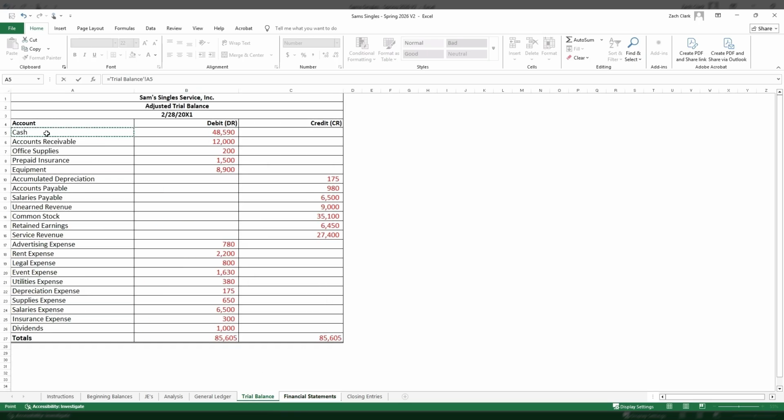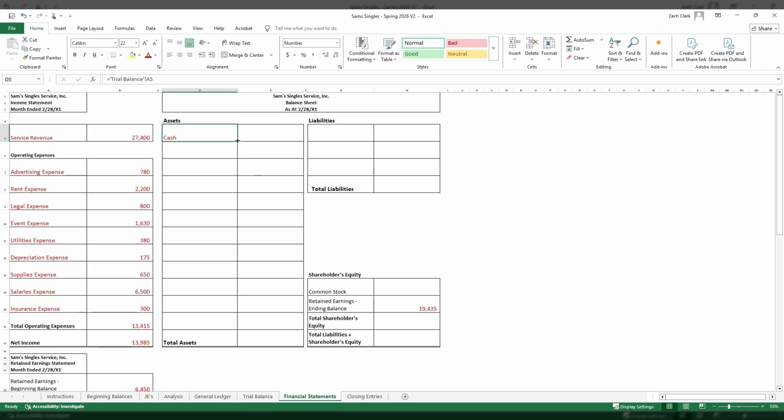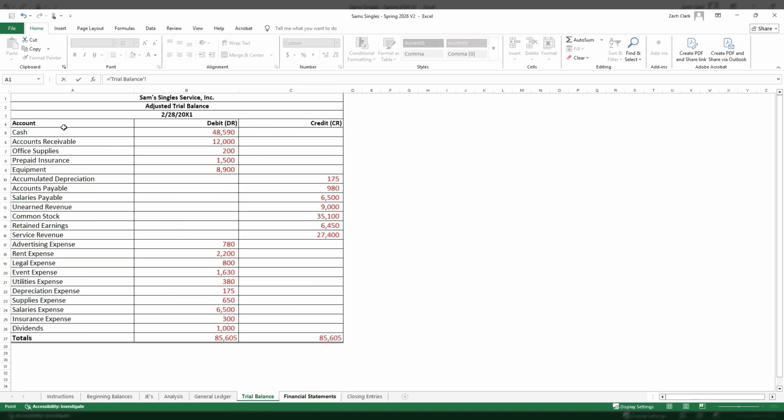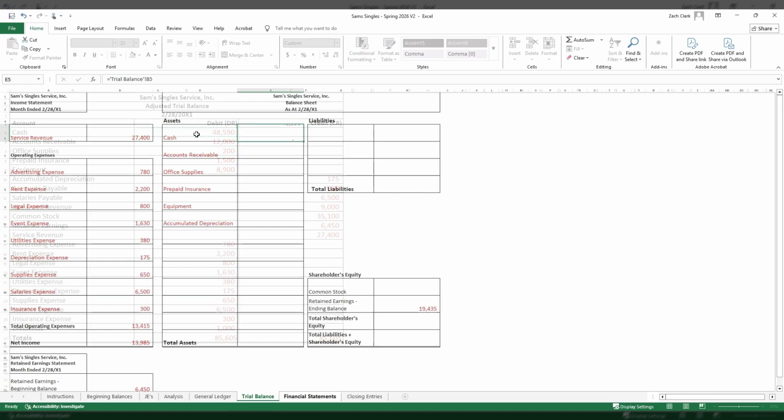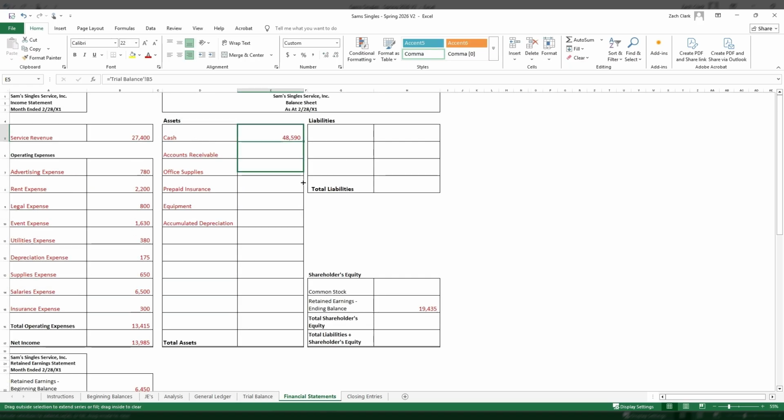Okay, we're getting close now. Let's link in all of our assets. So I'll populate that, and we got a few extras we don't need. We just need to go up to accumulated depreciation, and then it started getting into the liabilities.